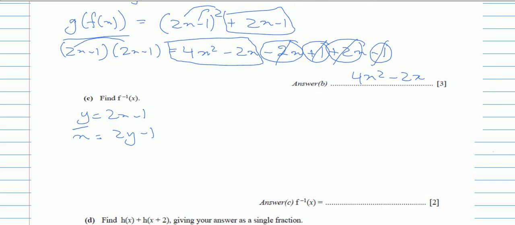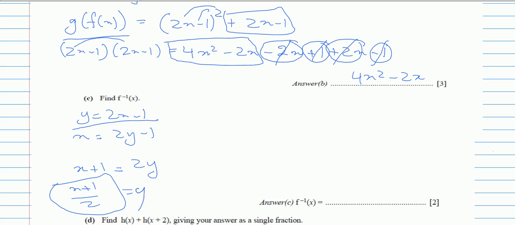Now I will just solve it for y. This negative 1 will be positive 1 on the left hand side. This times 2 will become divided by 2, so it will be (x plus 1) over 2 equals y. This is my answer. So (x plus 1) over 2, and remember this was my f of x.